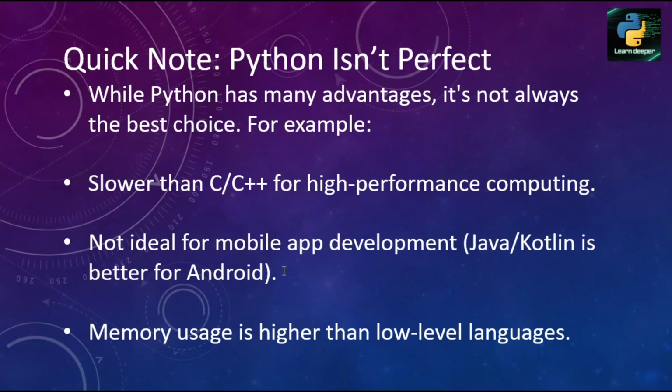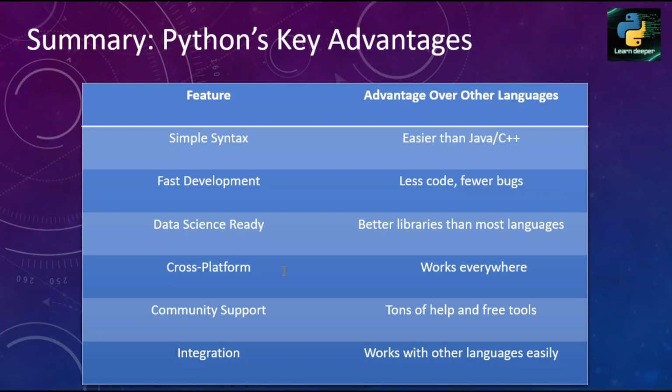Python isn't perfect. It is slower than C and C++. That's why Tesla is transferring its Python code into C, which is much faster than Python. It's not ideal for mobile apps, since we have better options for developing mobile apps, like advanced languages such as Java and Kotlin. Memory use is very high in this language. That's a disadvantage. So just go through that.